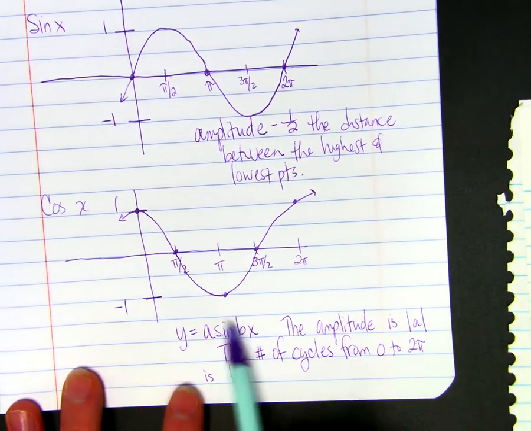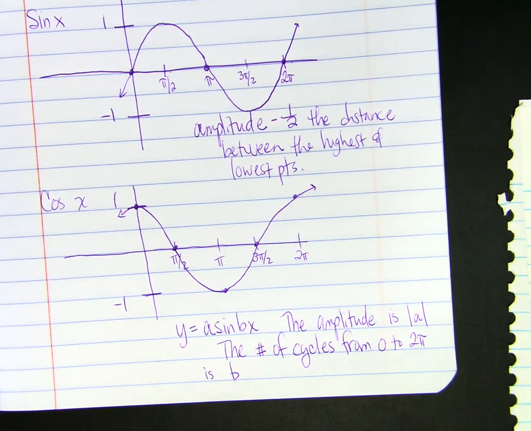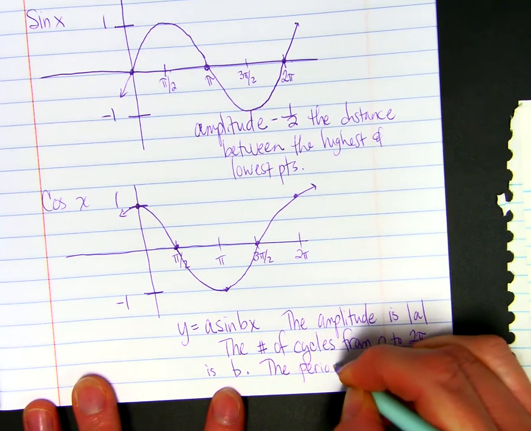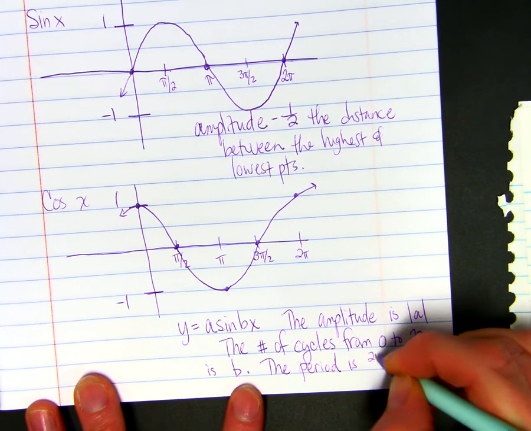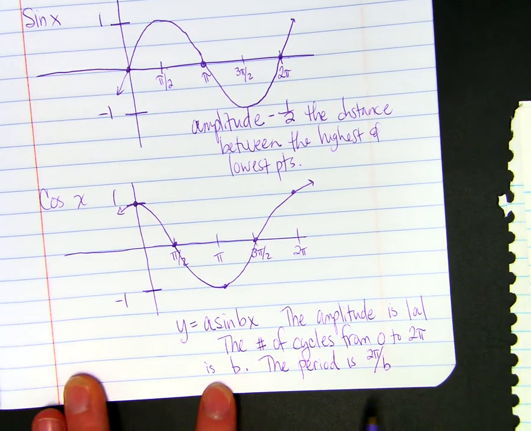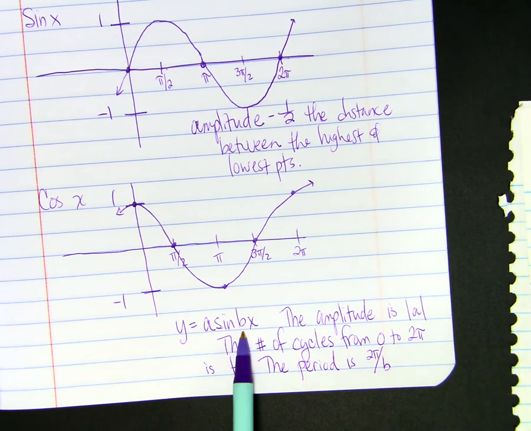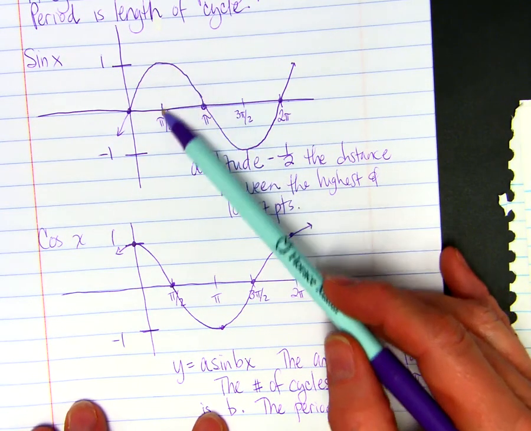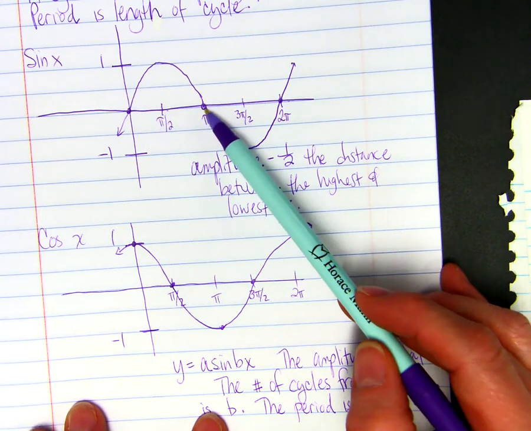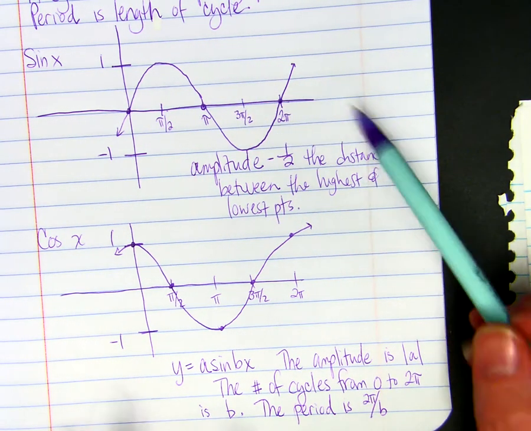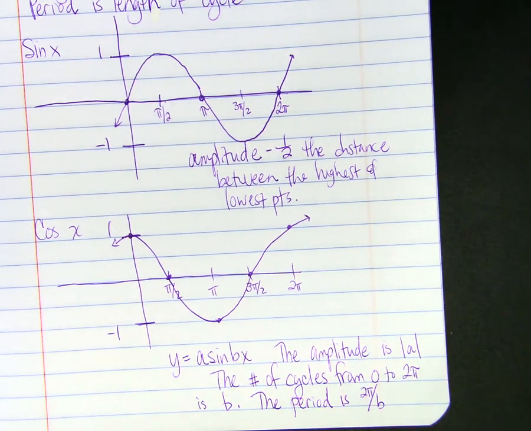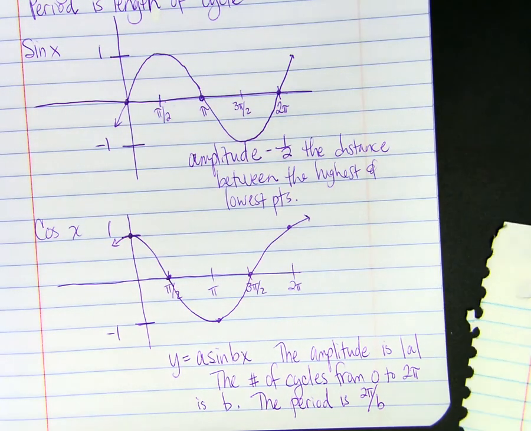Okay, that's if b equals 2. So b just tells you how many cycles fit in there between 0 and 2 pi. And then the period is 2 pi divided by b. So again, if the b was a 2, then for the sine function you would get one whole cycle between 0 and pi, because 2 pi divided by 2 is just pi. So that cycle would fit there into pi.